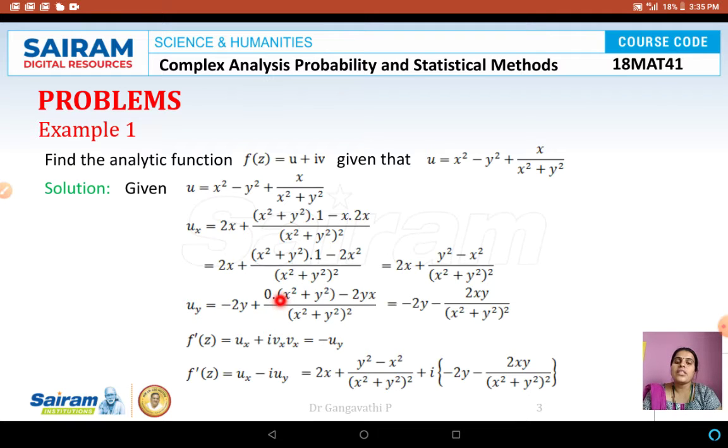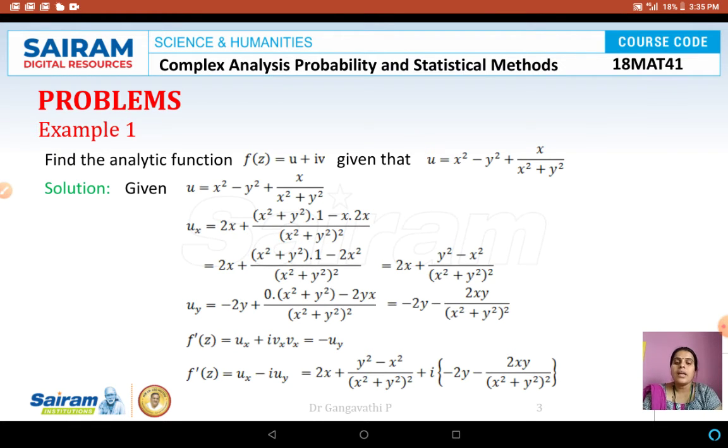So denominator into differentiation of the numerator is 0, minus numerator into differentiation of the denominator is 2y, divided by x square plus y square the whole square. So I am simplifying further, minus 2xy by x square plus y square the whole square. 0 multiplied by anything is 0, so only this term is there. And this is our uy. So now we have found the derivatives.